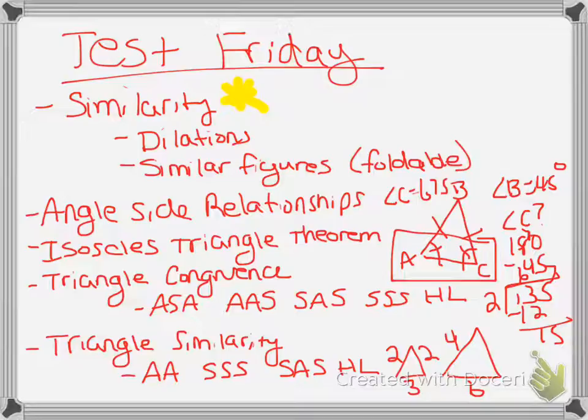But if this side had been 3, these would not be similar by side, side, side because you do not have a proportion that goes across the triangles. The scale factor would not be 2 for all of the sides, so those two would not be similar.